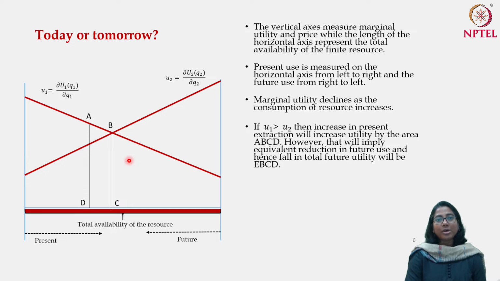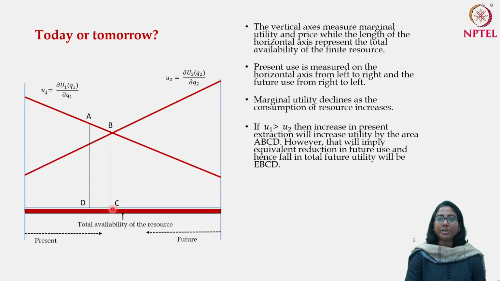However, you also have to notice that this is not the only thing that is happening. Increasing your present consumption means that you are reducing your future consumption. So, what is the amount of reduction in your future consumption? That too is DC. And what is the reduction in your total utility?